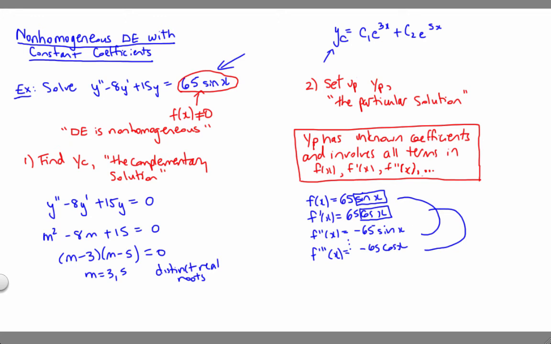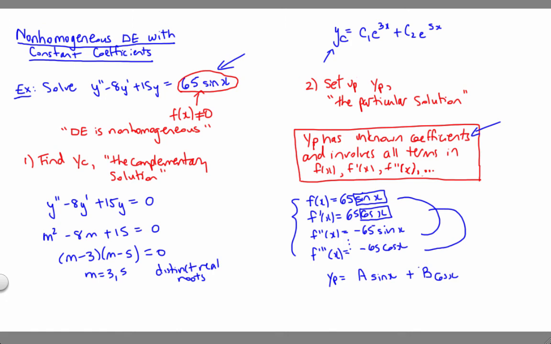All right, so we want to somehow record the fact that there are two types of like terms that we run into as we take derivatives of f of x. And the way we're going to record that is with our yp. So we want to say yp has a sine x term and it has a cos x term. Okay, and if we look back at the definition here, we said yp has unknown coefficients and involves all these types of terms. So we're going to call these unknown coefficients capital A, capital B. If you had more terms, you could call the coefficients capital C, capital D, etc.